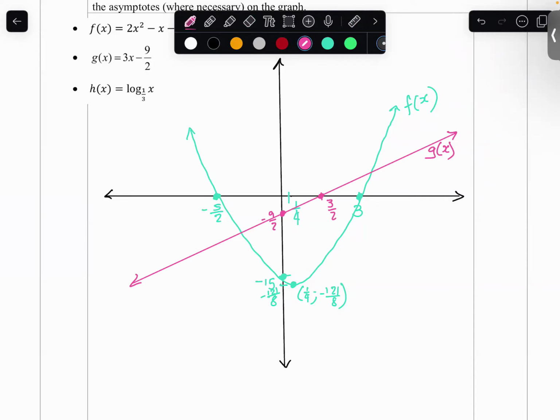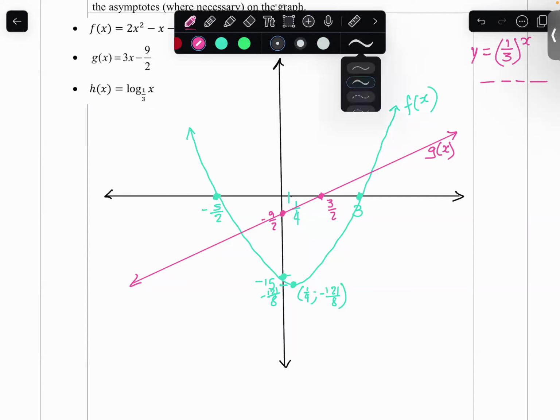So the first thing is an exponential graph. The inverse of it is going to be y is equal to 1/3 to the x. This is the exponential graph. So the first thing for the exponential graph is you draw its asymptote. Its asymptote is going to be on the x-axis. So the log graph's asymptote is going to be on the y-axis instead of the x-axis.